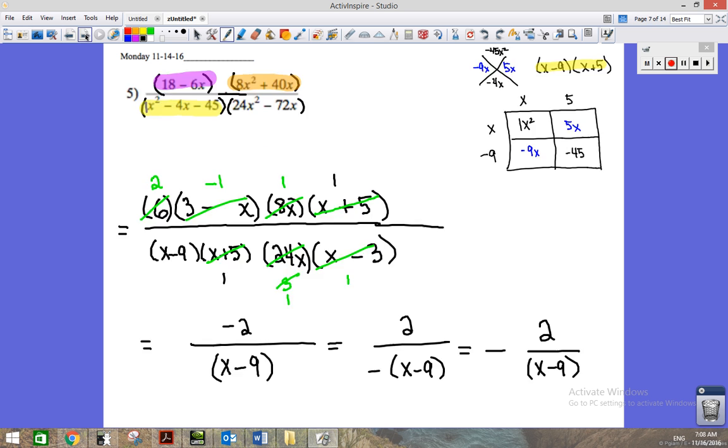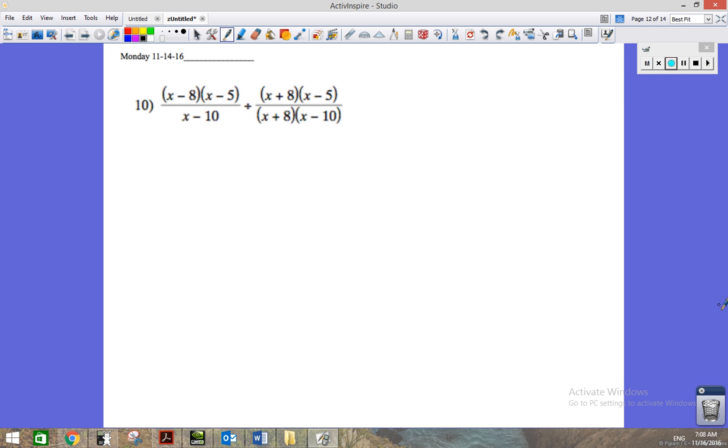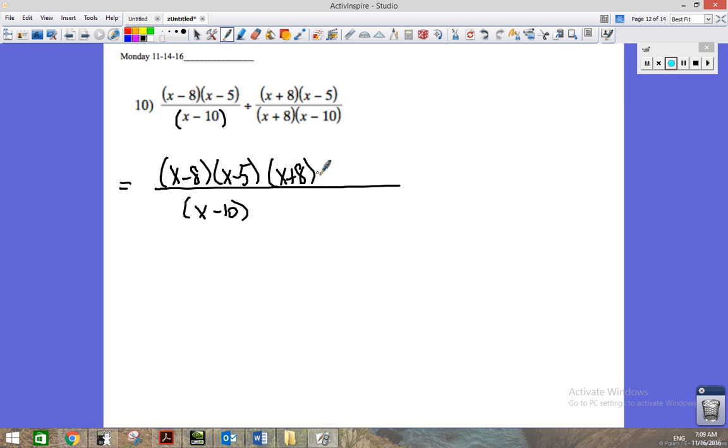Alright, so let's move over to number 10. And again, it's a division problem. So again, I'm not going to jump in and start canceling things yet. I can write this as a single fraction. I'll leave the first fraction alone, and the factors that are in the denominator are now moved to the numerator. This x plus 8 times x minus 10. You see, this was in the denominator, and now it's in the numerator.